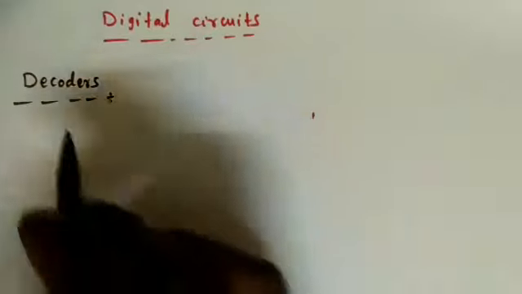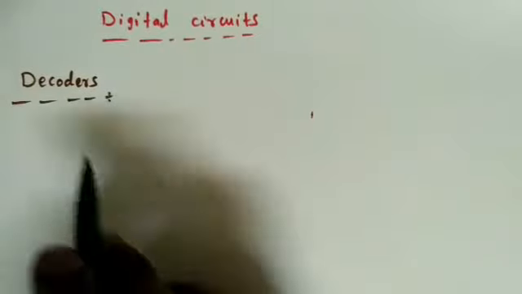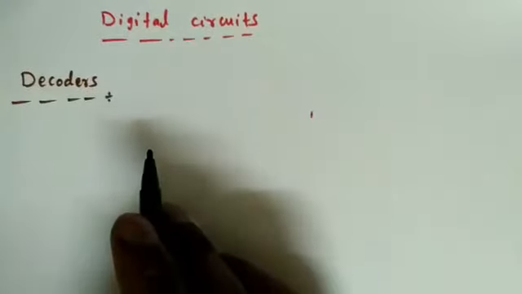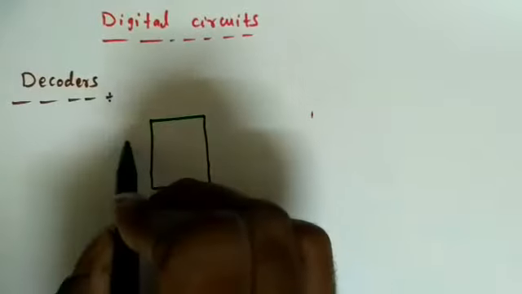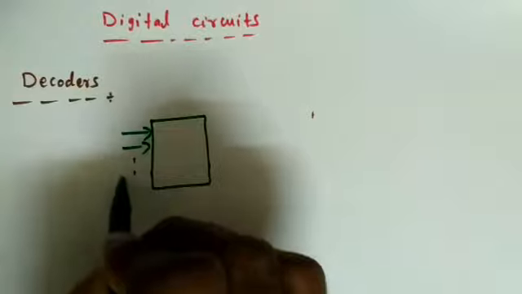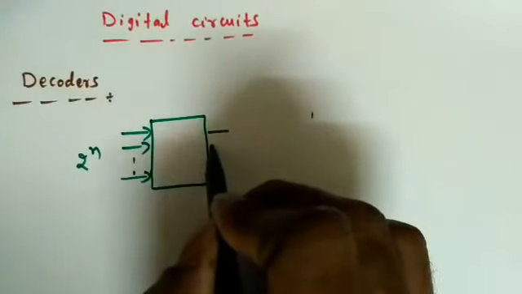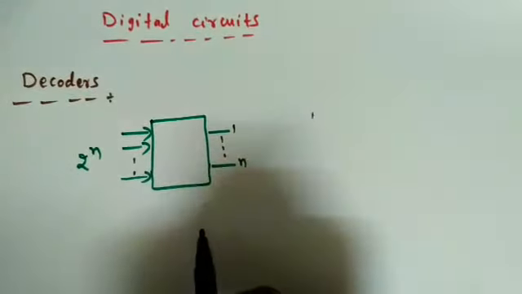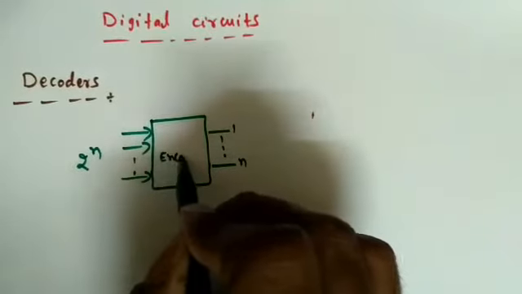In this lecture, I will discuss decoders. In the previous lecture, I discussed encoders. The decoder performs the operation just opposite of the encoder. In the encoder, we have seen that it converts 2 power n input data lines into only a simple n-bit binary code. So 1 to n are the outputs: only n outputs, 2 power n inputs. So this is an encoder.